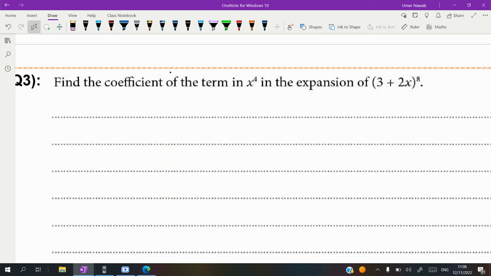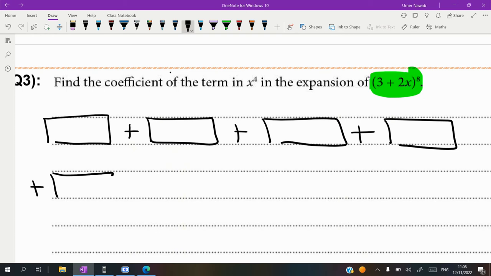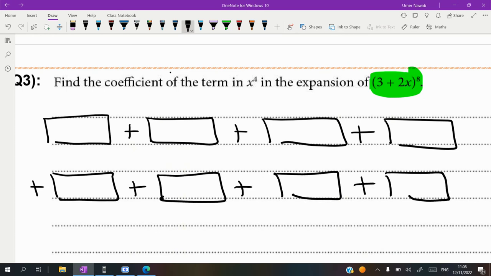In the majority of the binomial expansion questions in your final exams, or in Cambridge exams, the examiner wants a specific term of the expansion. Here we have (3 + 2x) raised to the power 8. When I expand it, I know I will get 9 terms. But am I sure which term will contain x to the power 4?